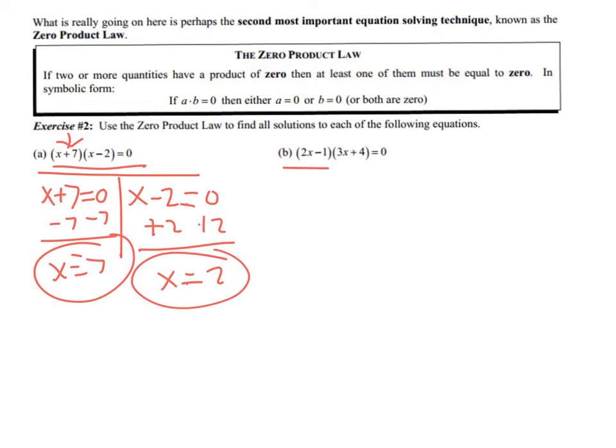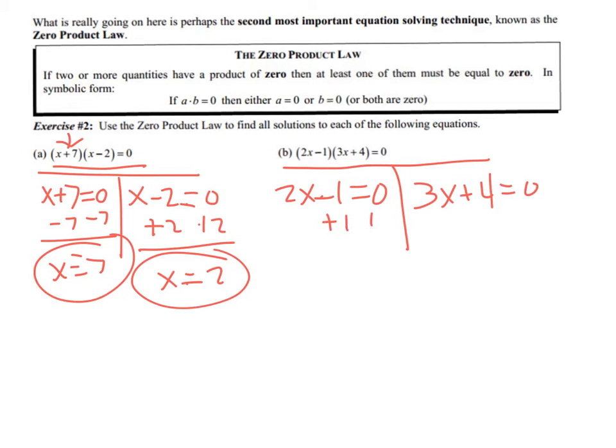Same thing with this one. It's already set up. So tee it up. They're already factored. So set 2x minus 1 equal to 0, and set 3x plus 4 equal to 0. Move the 1 over by adding it first. So 2x is equal to 1. Divide by 2. And one root is called a half.